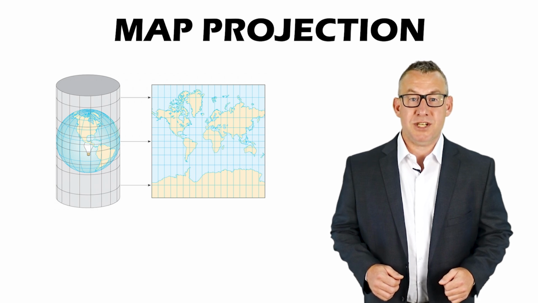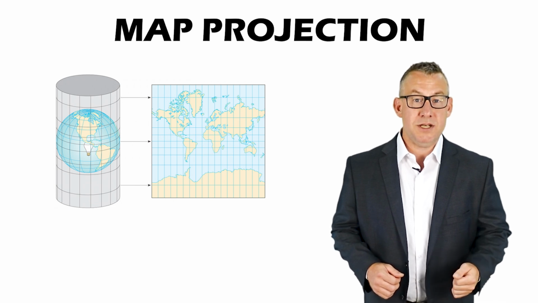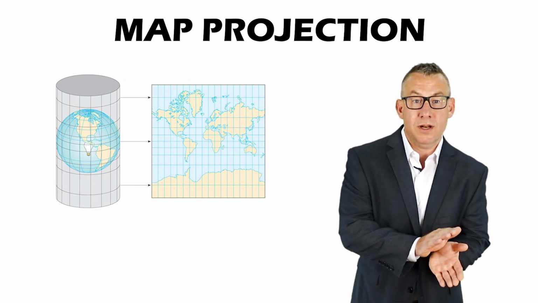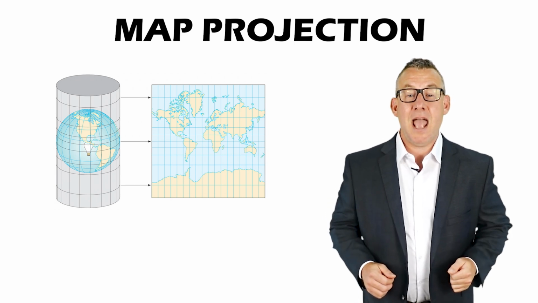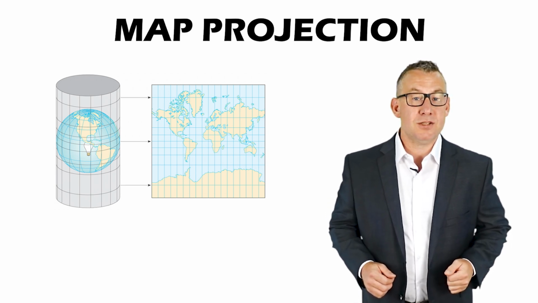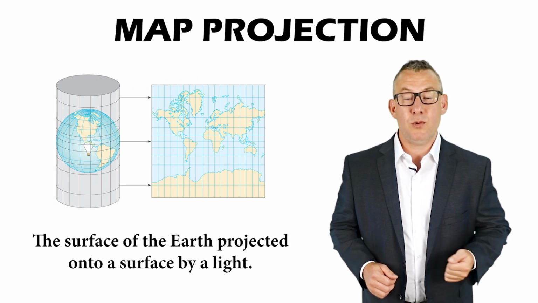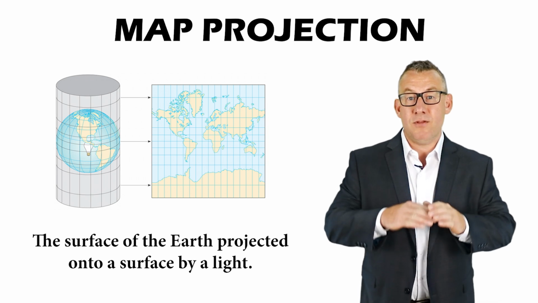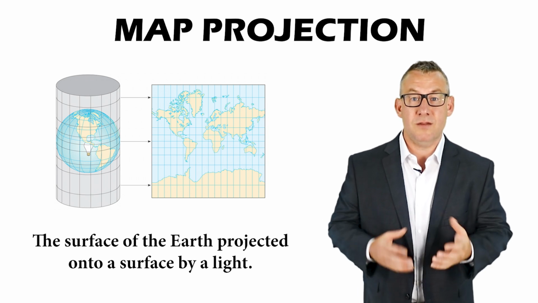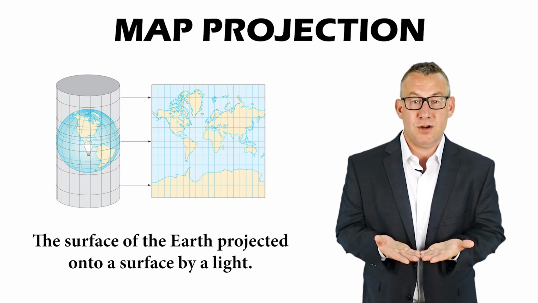A map projection. A map projection is a transformation between angular coordinates and planar coordinates. A projection can be imagined as the surface of the Earth projected onto a surface by a light. That surface is then flattened to display the surface of the spherical Earth on a flat surface.